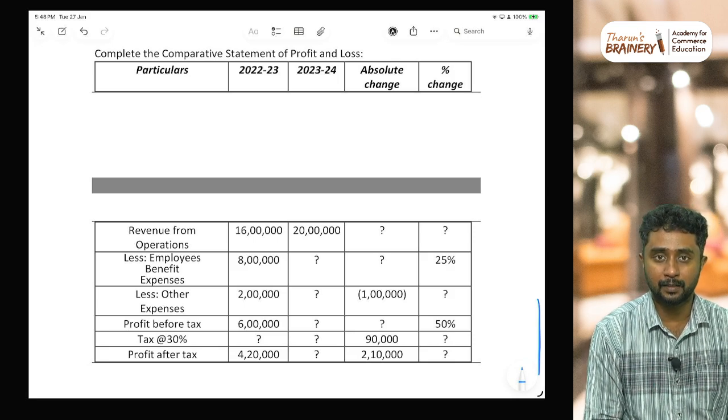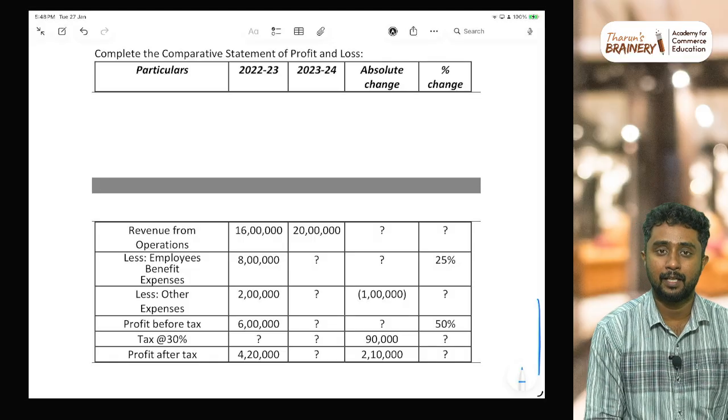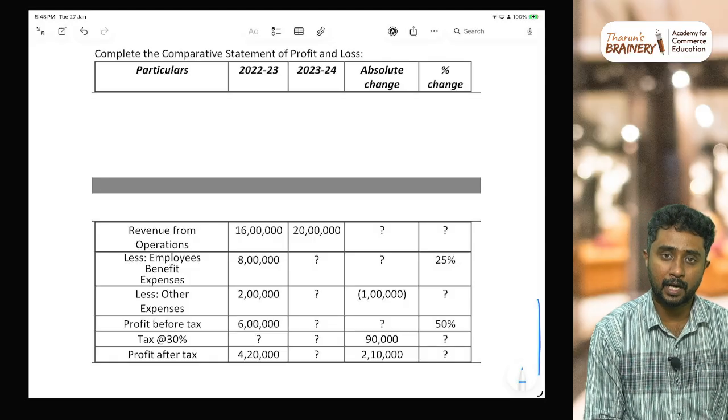Profit before tax. Then we have to deduct the tax. Then finally we will get an amount called profit after tax. This is the procedure to calculate profit.